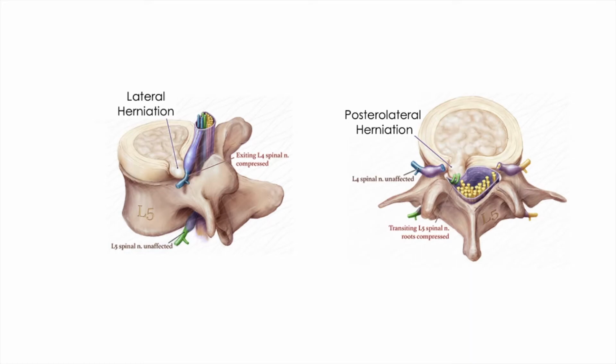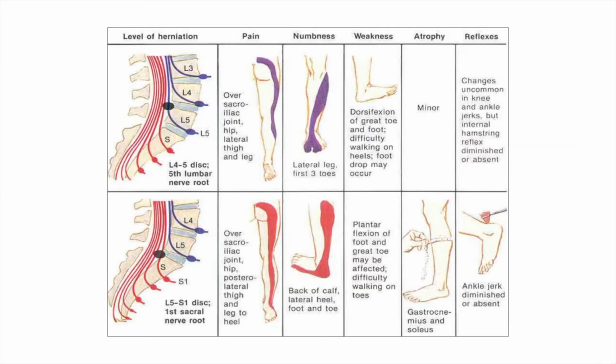When a disc herniates laterally in the lumbar spine, it ends up hitting the nerve root exiting through the foramen at the same level. But when a disc herniates posterolaterally, it ends up hitting the nerve root that exits one level lower. Posterolateral herniation is the most common way a disc herniates. So, when the L4-L5 disc herniates posterolaterally, it impinges on the L5 nerve root.